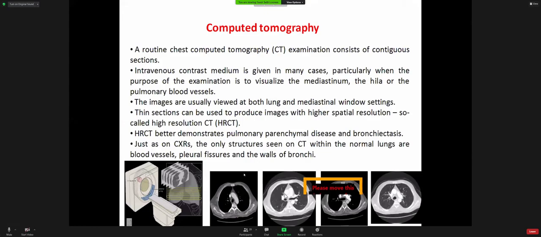And this one? The screen froze, doctor. It's just me. There we go. So mediastinal window again. And this also is lung parenchymal window.